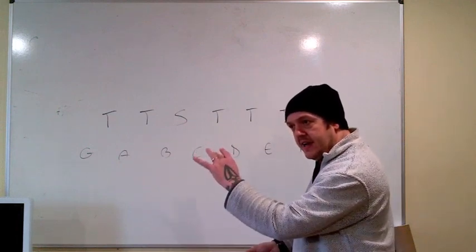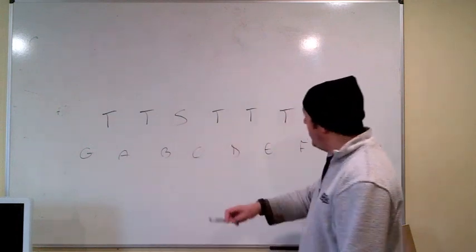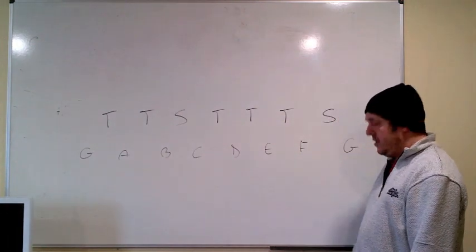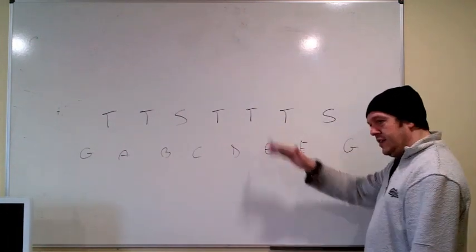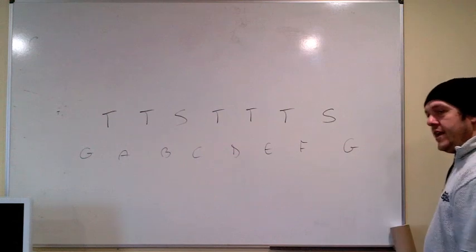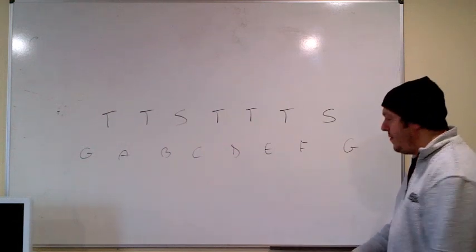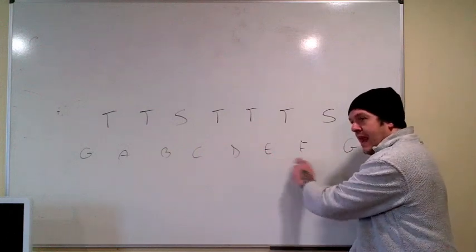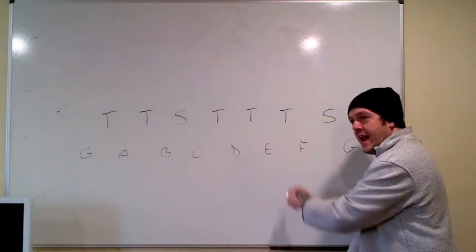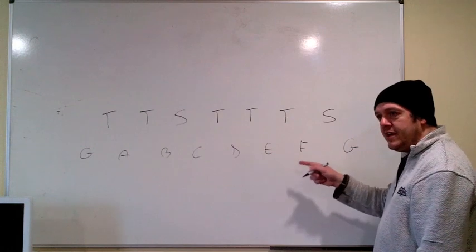There's no black key between B and C. It is a semitone. C, D, tone. D, E, is it a tone? Yes. Watch it now. E, F, is it a tone? It isn't. There's no black key between E and F on the piano. It is a semitone.